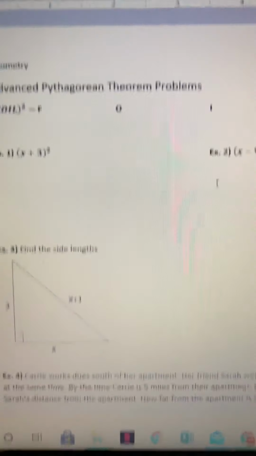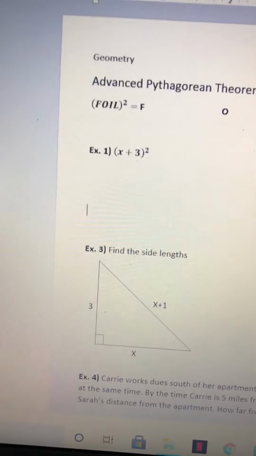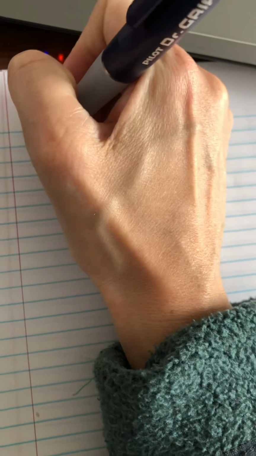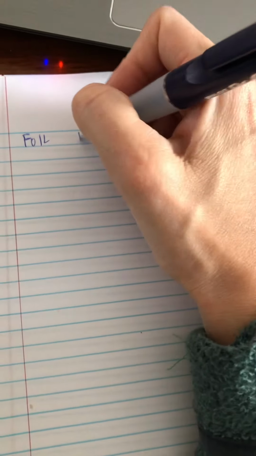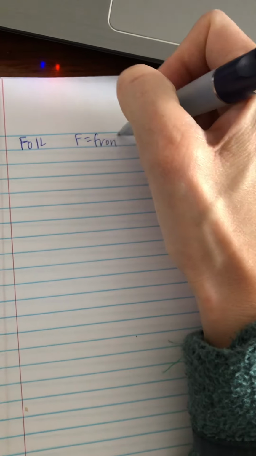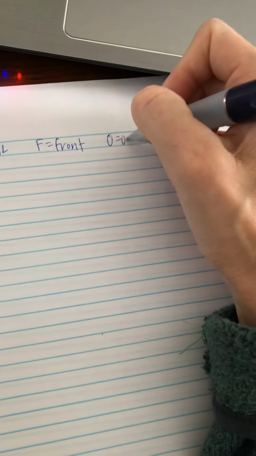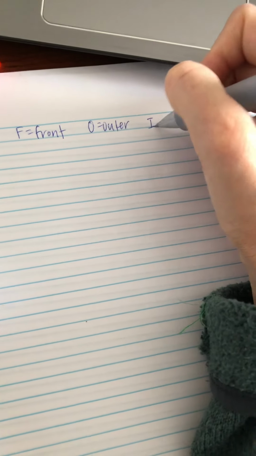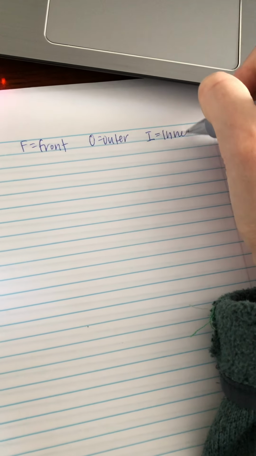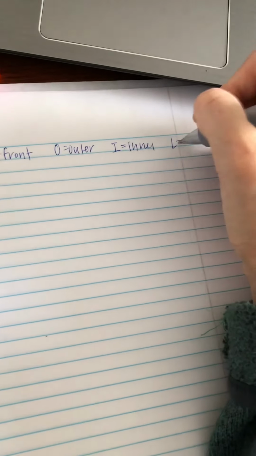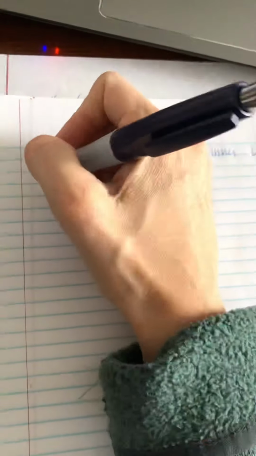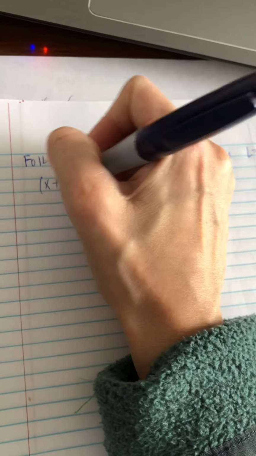All right, so we're gonna start by FOILing. And just a reminder, in case you don't remember, FOIL stands for front, outer, inner, and last. And this is for when we have quantities that look like this, x plus 3 squared.